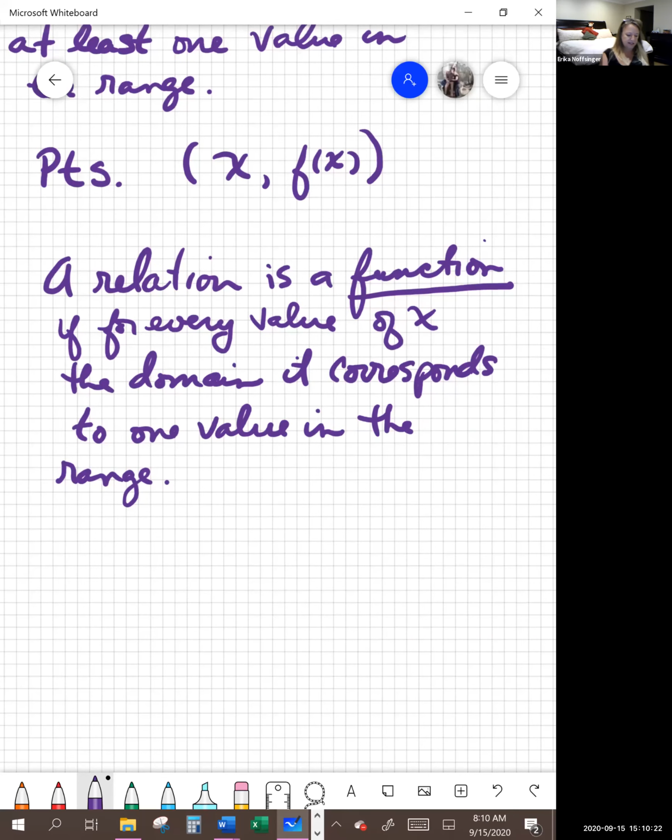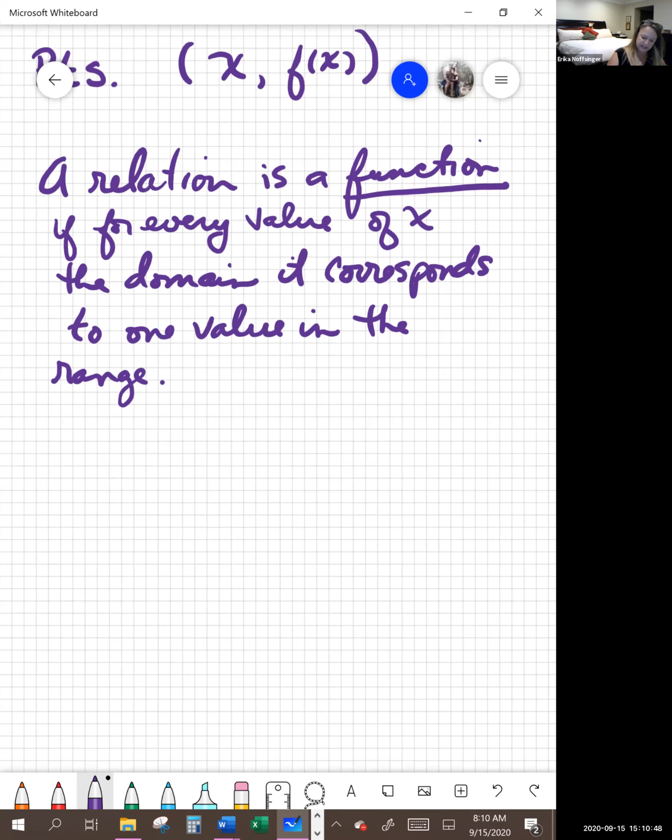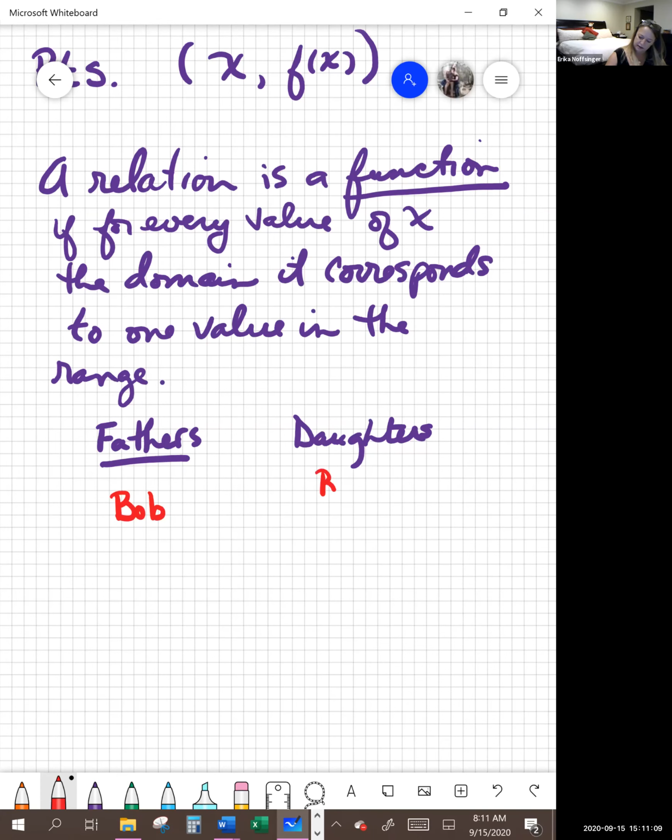So looking at relations to see if they're functions or not, there's a couple different things that we can have. So we can have a set of points or not. So let's say we have the following. Find the domain and range of each relation, then determine whether the relation represents a function. Okay, so let's say we have fathers over here, and we have daughters over here. And we have Bob, and Bob, Beth, and there is Diana.